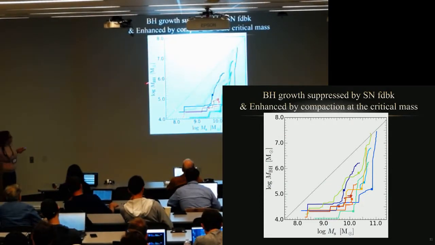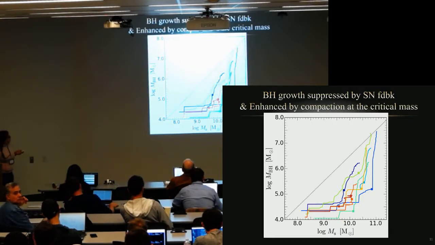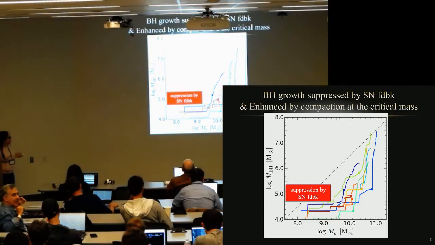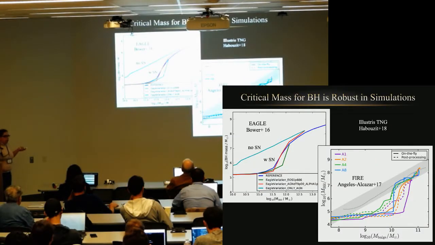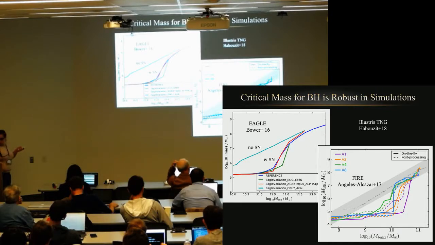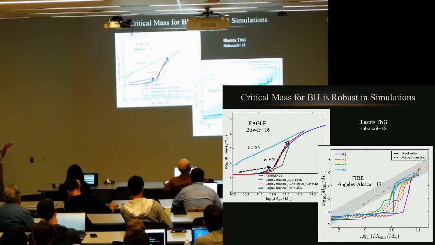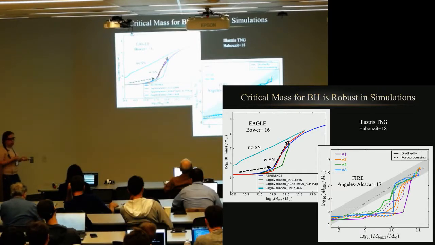So this is black hole mass versus stellar mass. And you can see again suppression of the black hole mass by supernova feedback before this magic scale of something like 10 to the 10. This is followed by the compaction, which will drive the black hole to rise to something like the known relation at low redshifts. This is robust in other simulations. We see it in Eagle, in Illustris, in Fire. In all of them, there's suppressed black hole growth followed by an increase after some critical mass, which will probably depend on the feedback in each simulation, the value itself.